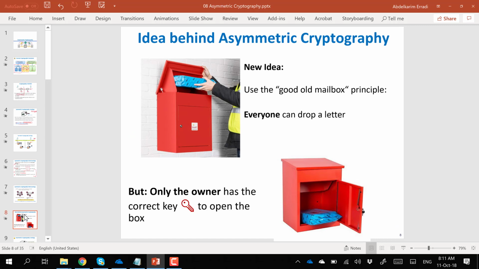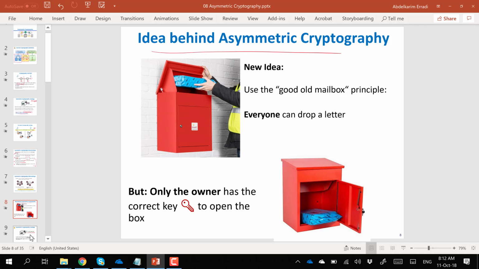Okay. So again, we start with the idea. The idea of asymmetric cryptography is that the public, anybody can use your box. Let's say you have a box. People can put messages for you there, and only you can open the box to retrieve them. Okay?